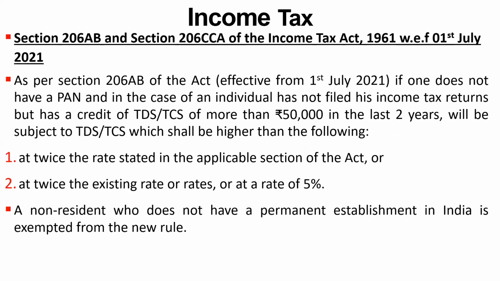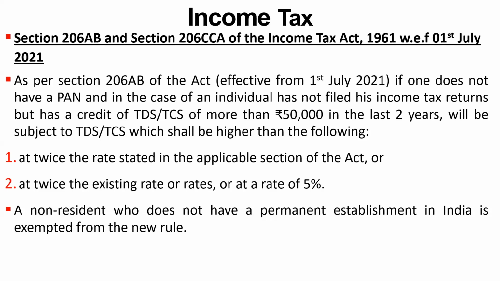As per section 206AB of the Act, if a person does not have a PAN, or in the case of an individual has not filed his income tax return but has a credit of TDS or TCS of more than 50,000 in the last 2 years, he will be subject to TDS at a rate which shall be the highest of the following: twice the rate stated in the applicable section, or twice the existing rate, or a rate of 5%, whichever is higher.